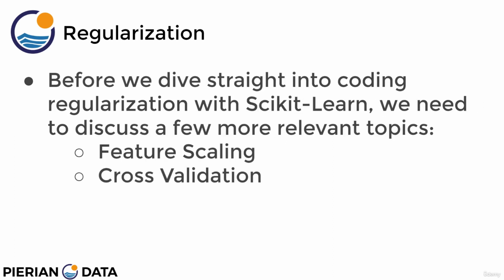Now, before we dive straight into coding regularization in scikit-learn and applying it to what we already know about the regression problem with the advertising dataset, we need to discuss a few more relevant topics that are going to specifically apply to how we tune that hyperparameter for the penalty term. And that includes feature scaling and cross-validation. So I'll see you at the next lecture where we're going to discuss feature scaling and how it applies to a variety of machine learning models. I'll see you there.